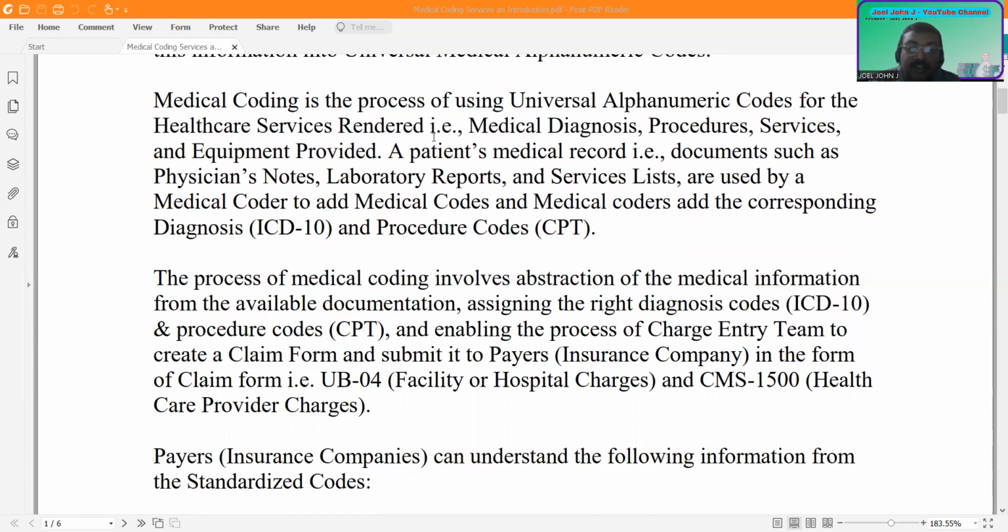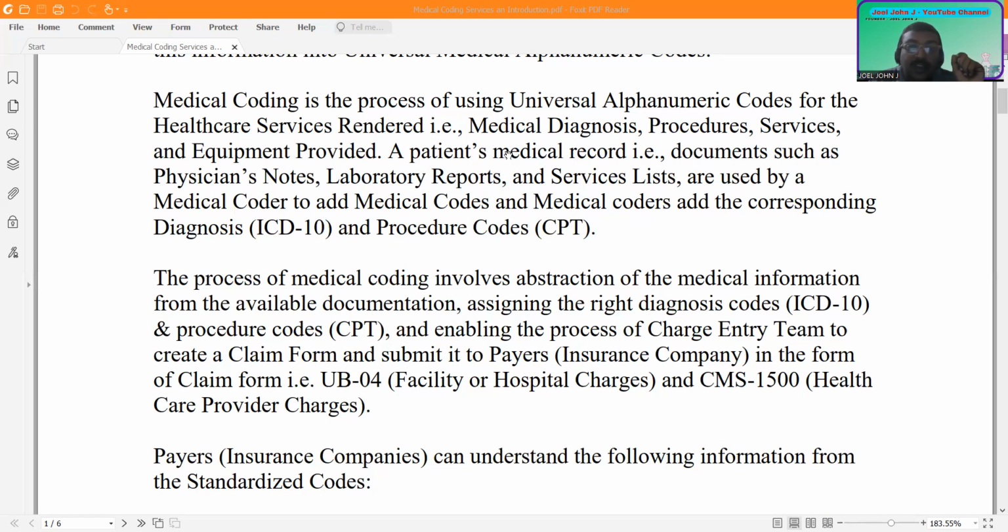Also, they will get the diagnostic reports, lab reports, and whatever services and equipment were provided. Every detail of the patient will be sent to this medical coding team via cloud or PMS software, that's practice management software, which the doctor's office uses, and access will be given to this medical coding team. These people will change these services into codes for easy understanding and updating on the software, so that all future processes will get automated. That's the main purpose.